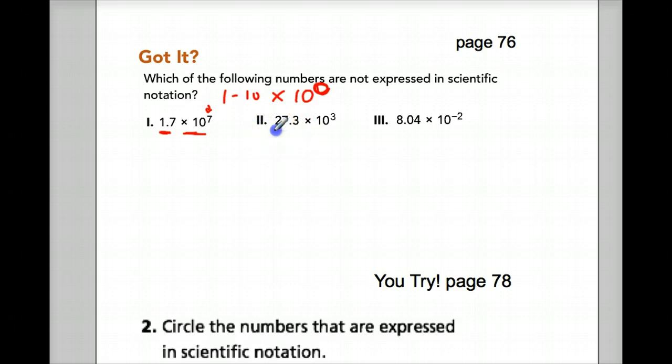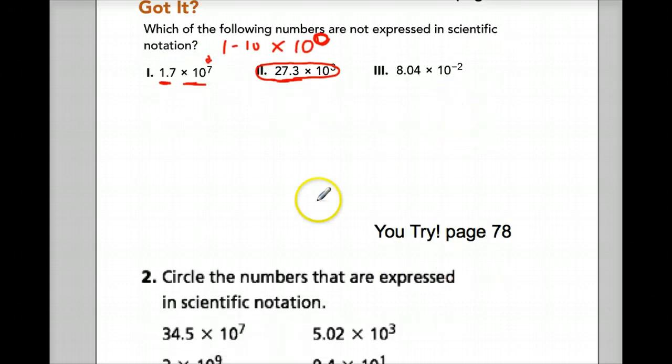Next one, do we have a number between 1 and 10? No, we don't. This is 27.3. If it was 2.73, that'd be a little bit of a different story. So this one is not expressed in scientific notation. What about this one here? 8.04. Is that between 1 and 10? Yes, it is. So it is expressed in scientific notation. Also notice that your exponents can be negative.